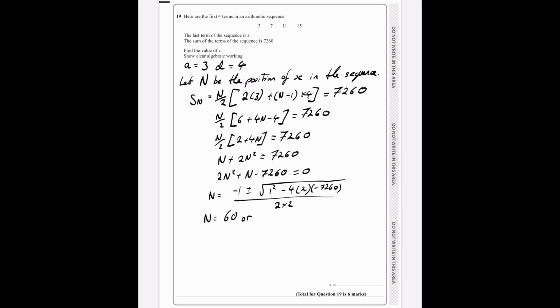Well, n is the position of a term in a sequence, so it's got to be a positive integer. Negative 60.5 does not make sense, so I'm going to rule that one out, and I know that there are 60 terms in this sequence. Then, to find out the value of x, I'm going to use un equals a plus n minus 1 d. That one's not given in the formula booklet, but it's not hard to learn, it's fairly short. And so for our last term, it's going to be 3 plus 60 minus 1 lots of 4, and that comes out as 239.